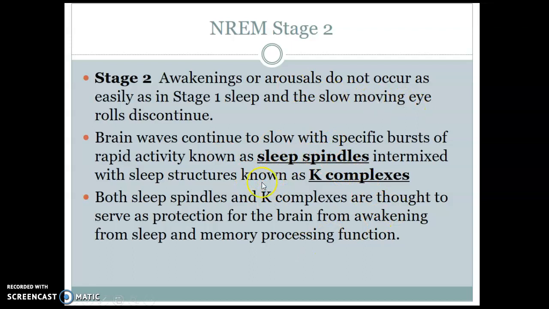We're not totally sure why these occur, but we're thinking that with these sleep spindles and K complexes, the first thing is they're starting to dampen your brain's reaction to sounds and sensations around you. And then the other thing we think is it's probably involved in memory processing. So it's trying to prevent you from being awoken, and it's also trying to protect or help you with that memory processing.